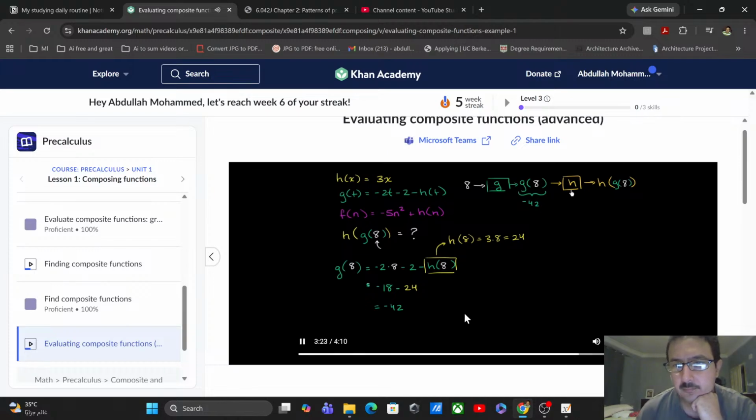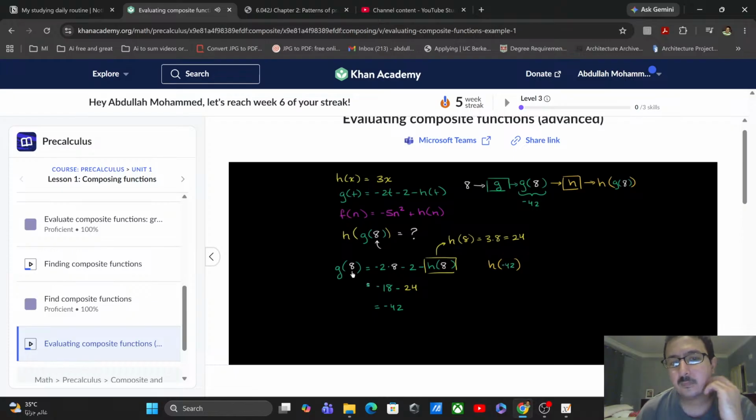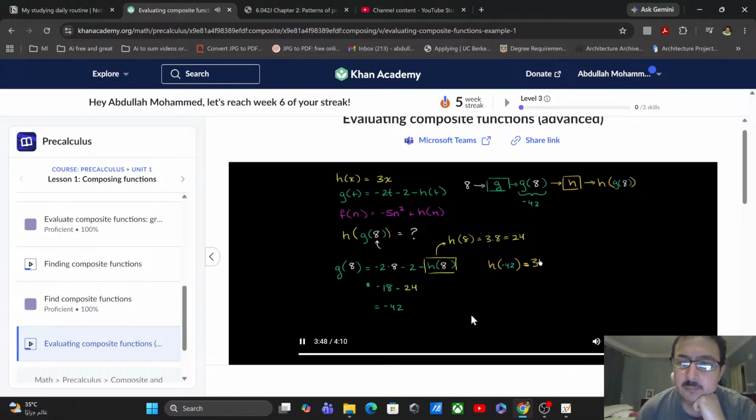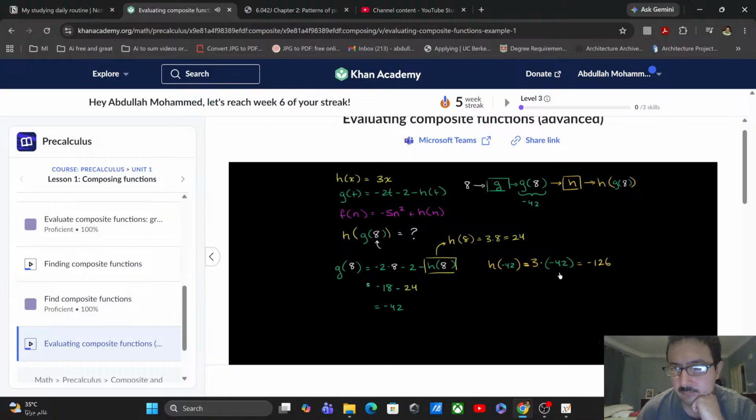And now we can input negative 42 into h. So h of negative 42, remember, negative 42 is the same thing as g of 8. So h of g of 8 is the same thing as h of negative 42. This is going to be equal to 3 times negative 42, which is equal to negative 126. Negative 126, and we are done.